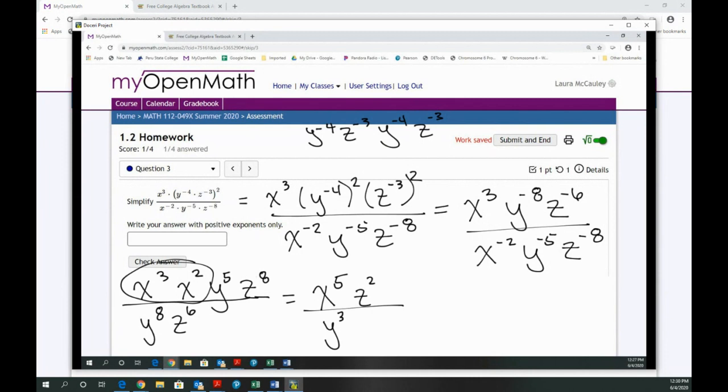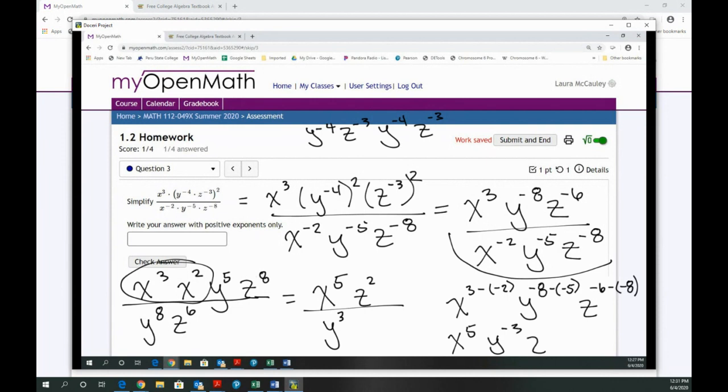The other way you could do it is to simply subtract the exponents. Straight from here, you could say this is 3 minus a negative 2, negative 8 minus a negative 5, z to the negative 6 minus a negative 8. This gives you x to the 5th, y to the negative 3, z squared, which is the same thing as that. If you read the directions, they want positive exponents only. So we write it this way: x to the 5th, z squared divided by y cubed.